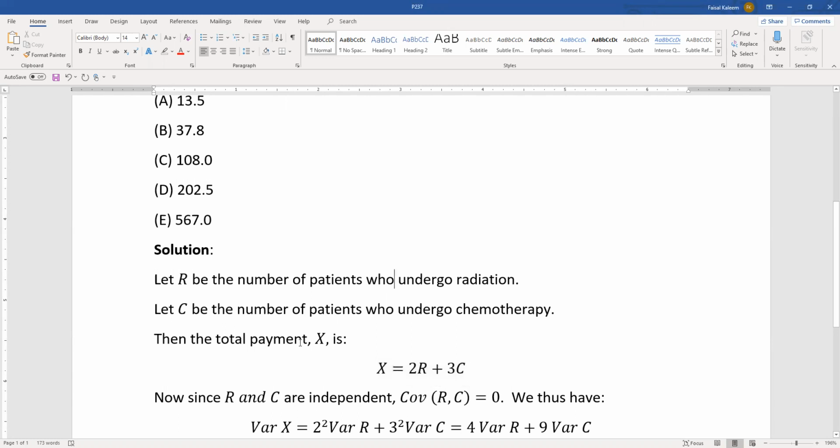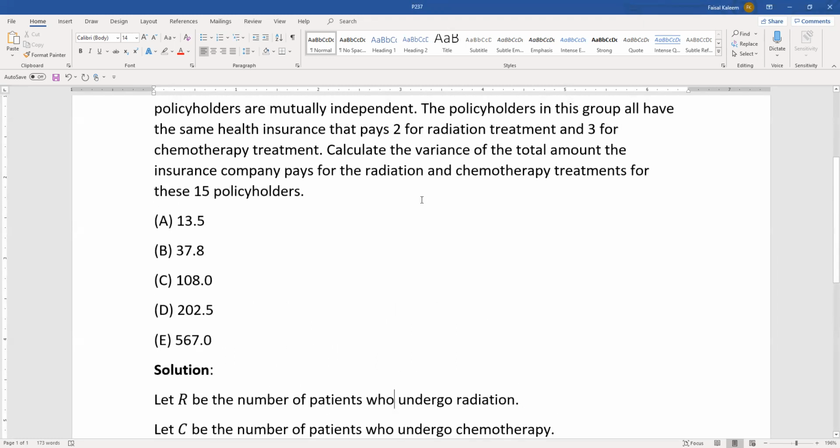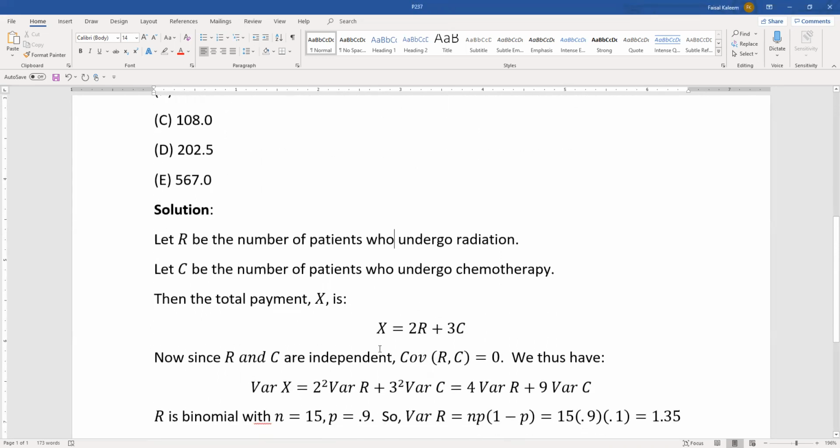And we have to find the variance of this total payment, right? So we have to find the variance of X. Now in general, if you have AR plus BC, then the variance will be A squared variance R plus B squared variance C plus 2 times A times B times covariance of R and C.